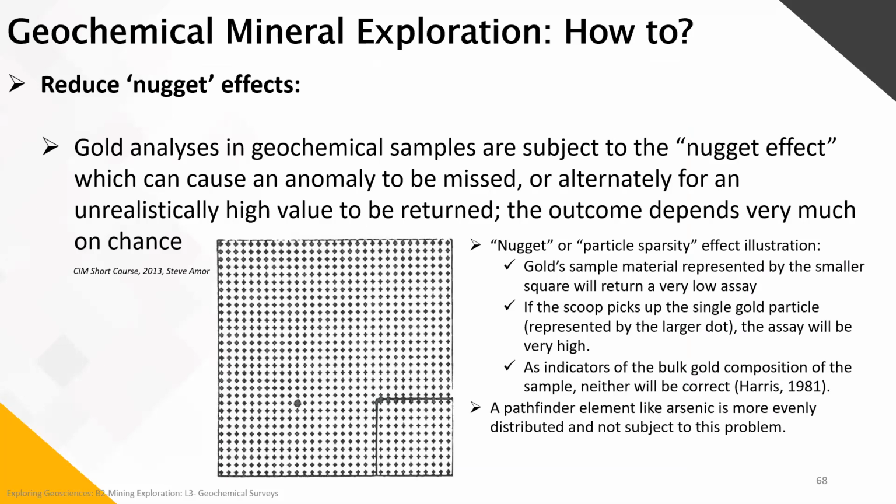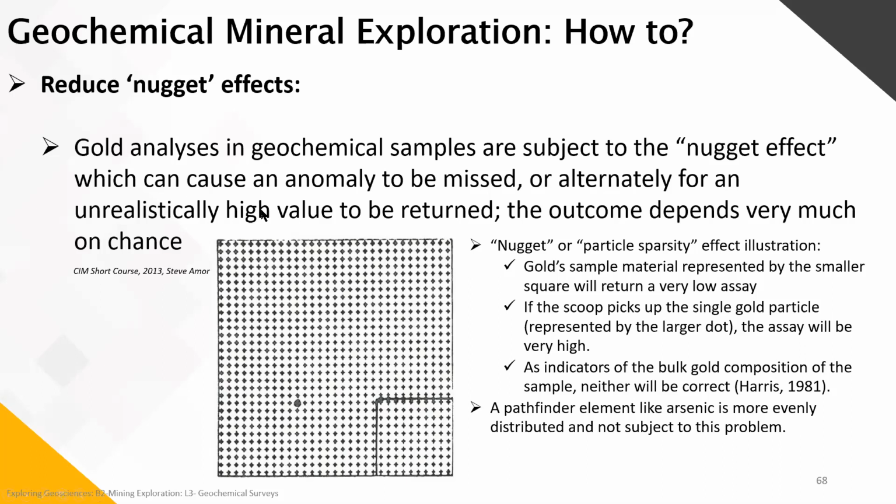When we do geochemical mineral exploration, we need to reduce any nugget effects. Gold is one of the elements that is known to be highly subject to nugget effects, which can cause an anomaly to be missed or, alternatively, unrealistically high values to be returned in an area which is not representative.